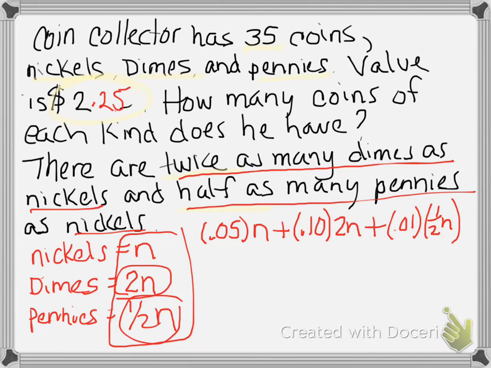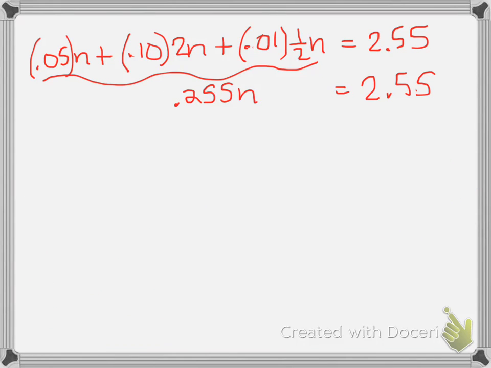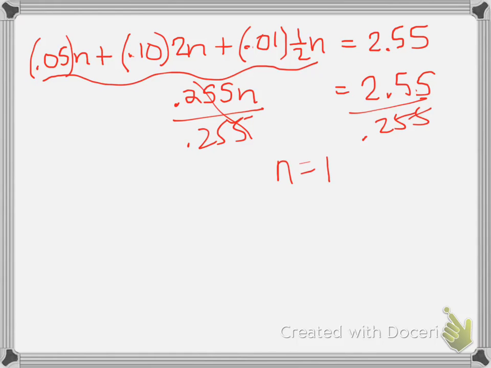To 255. What did I just do? There we go. Okay, so now I can divide by 0.255, divide by 0.255, and I get n equals 10. So that means that I have 10 nickels. So they asked me how much of each I have. Well, if you remember, n equaled the nickels. So I have 10 of those.